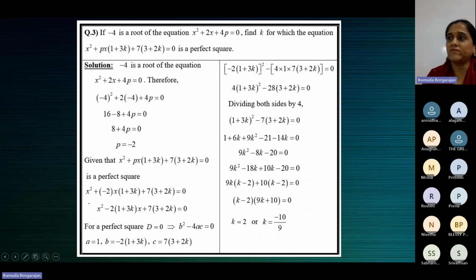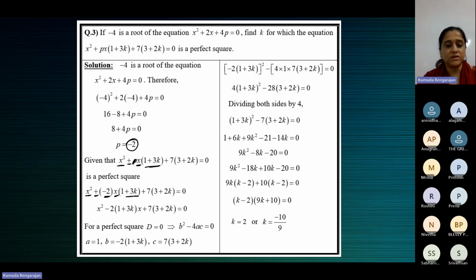So for the second one, we have to work with the condition D is equal to 0, because of the perfect square. So this is the second equation, but you can use this value of p minus 2. Here, instead of p minus 2, you see x squared, then this plus sign, then instead of p minus 2, this x, and then 1 plus 3k, all this is equal to 0.